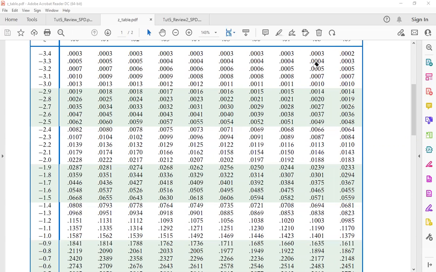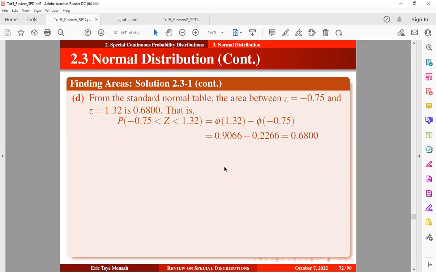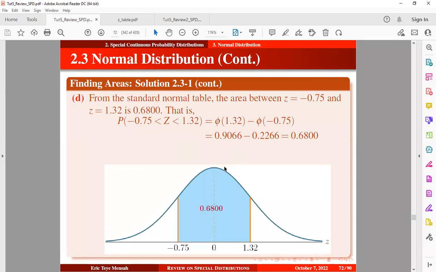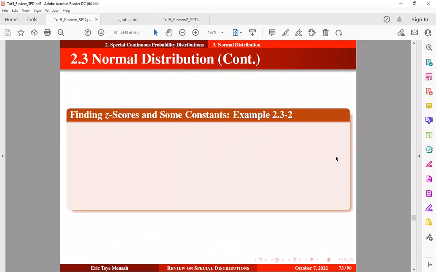All right, so let's go back to our slide. You can see that once you do the subtraction, you obtain that. This is how the area will look under the curve. Now let's take another example, finding z-scores and some constant.